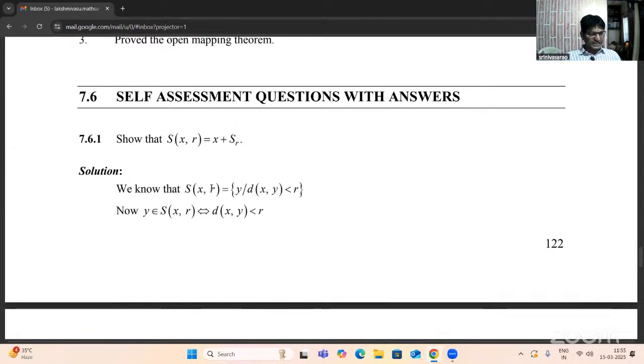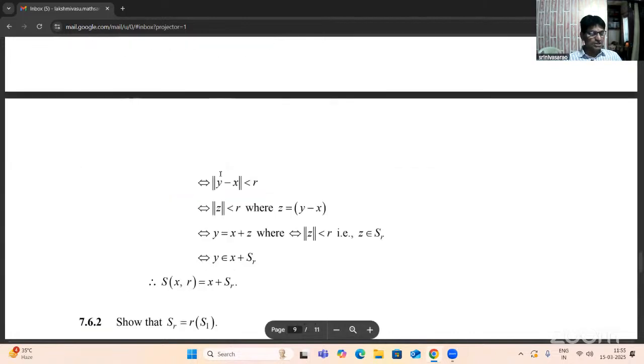Okay, S of X, R means X is its center and R is its radius. We take one of the elements, Y. So the distance between X and Y is less than R. So Y being an interior element of S of X, R if and only if the distance between X and Y is less than R. So that's why norm of Y minus X is less than R.